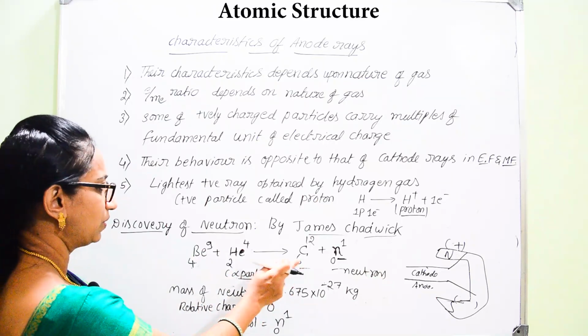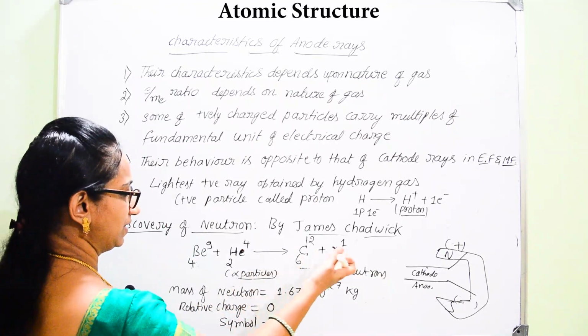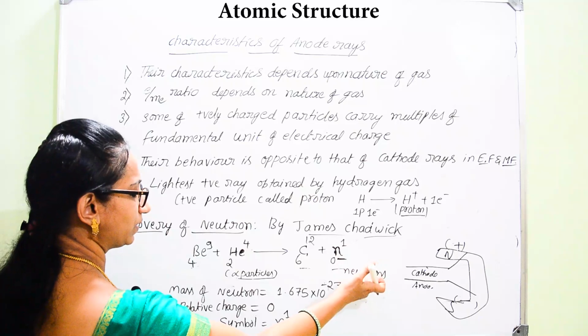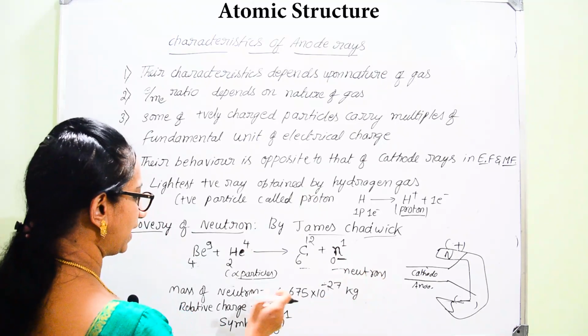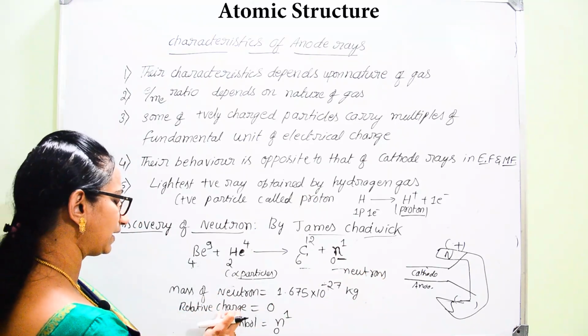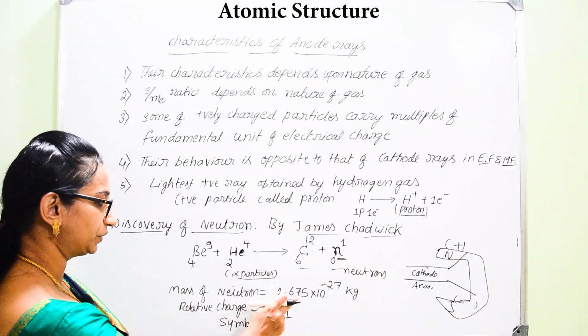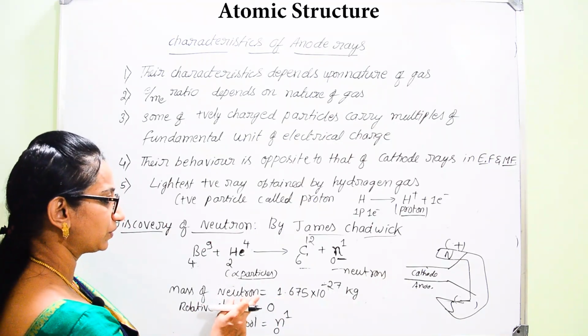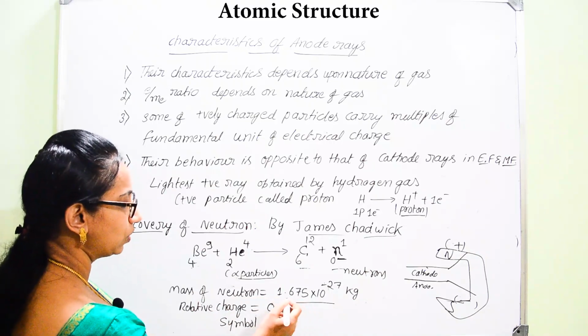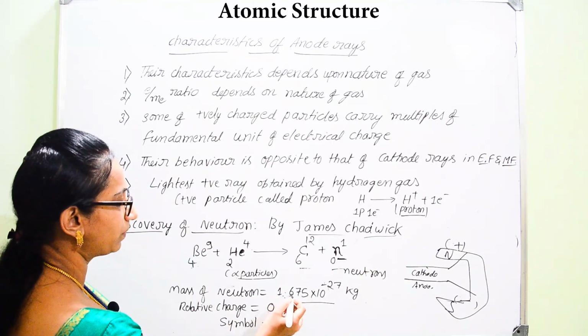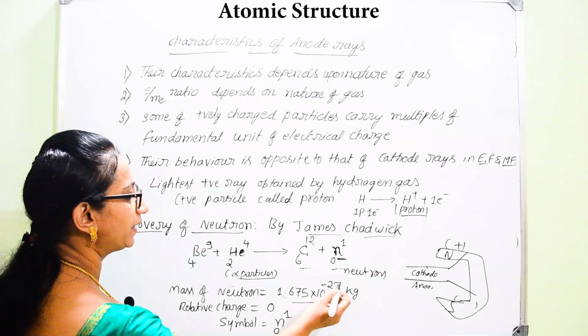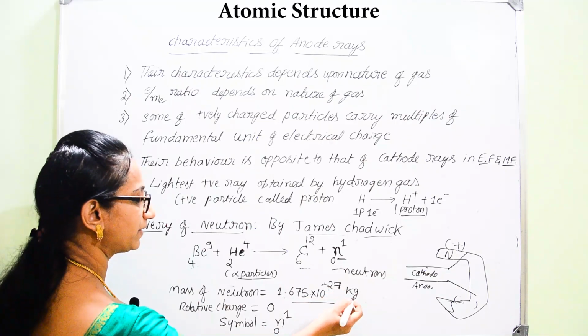Got it? So there is the formation of neutrons, which are neutral in nature, and they are represented with relative charge 0. And what about the mass value for neutrons? The mass value for the neutron is given as 1, and it was found to be 1.675 × 10^-27 kg.